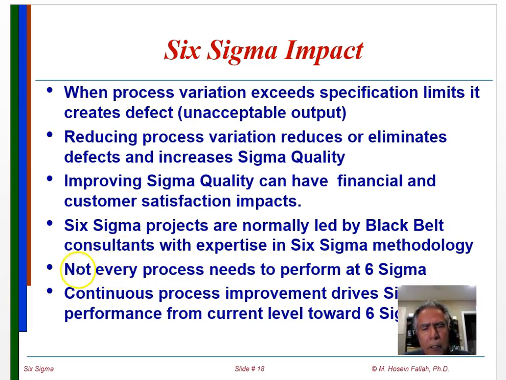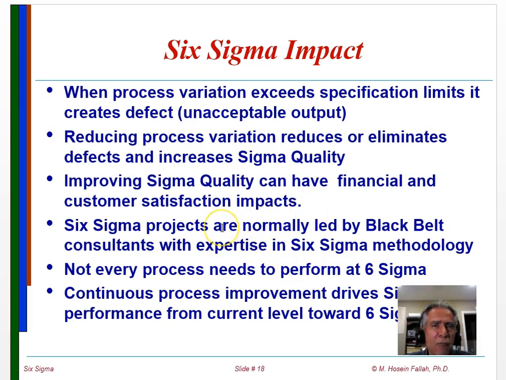But not every process needs to perform at Six Sigma. For example, I showed that billing process, where I made up those numbers, and the process was at 2.65. Let's say we make some improvement and get to 3.5, and may decide that's good enough, because the more you reduce the variation of the process, the significantly more effort is required. And there's always a trade-off in any business decision that we have to make.